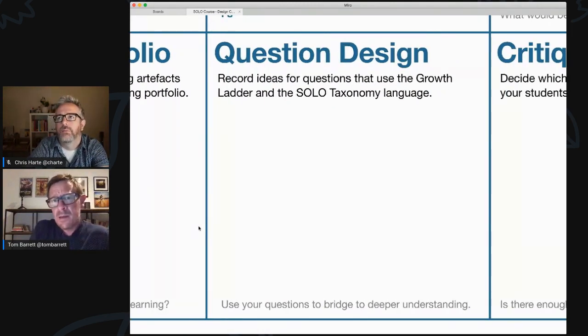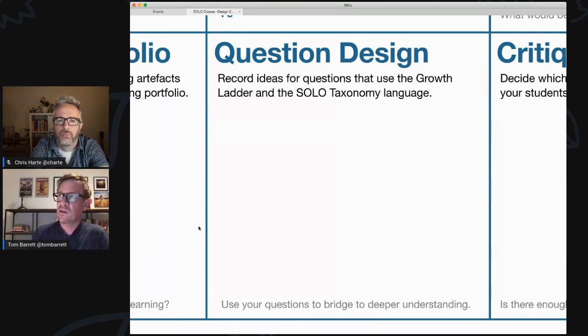So at this point, being able to design something like a series of questions related to the taxonomy, maybe connected up to the growth ladder, is a really great way to think about the SOLO taxonomy at this particular point. So you're sat with your colleagues, thinking about what's coming up next term, a particular unit of work. One of the simplest ways we could interact with the SOLO taxonomy at that point is just to think about what questions we could ask at these different levels.